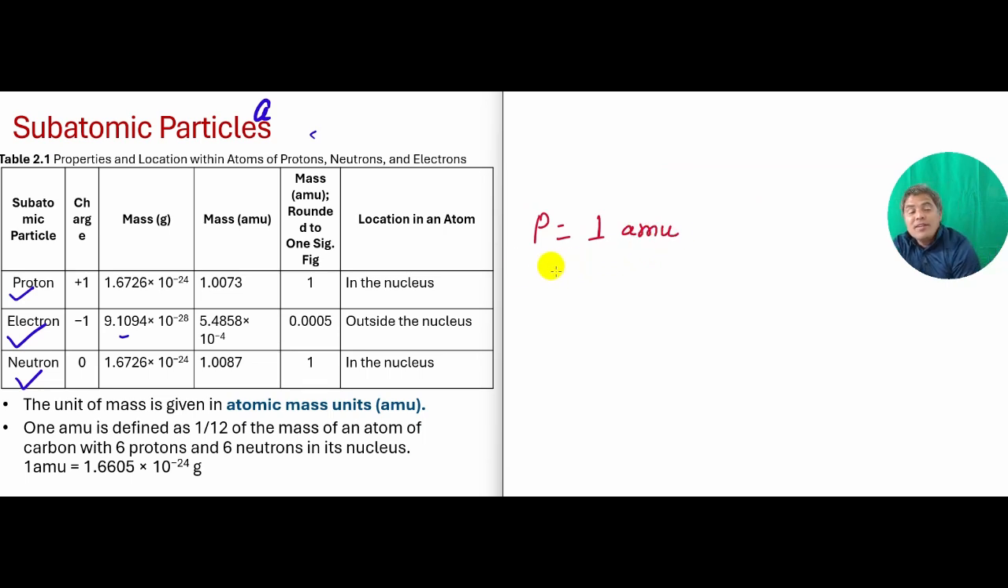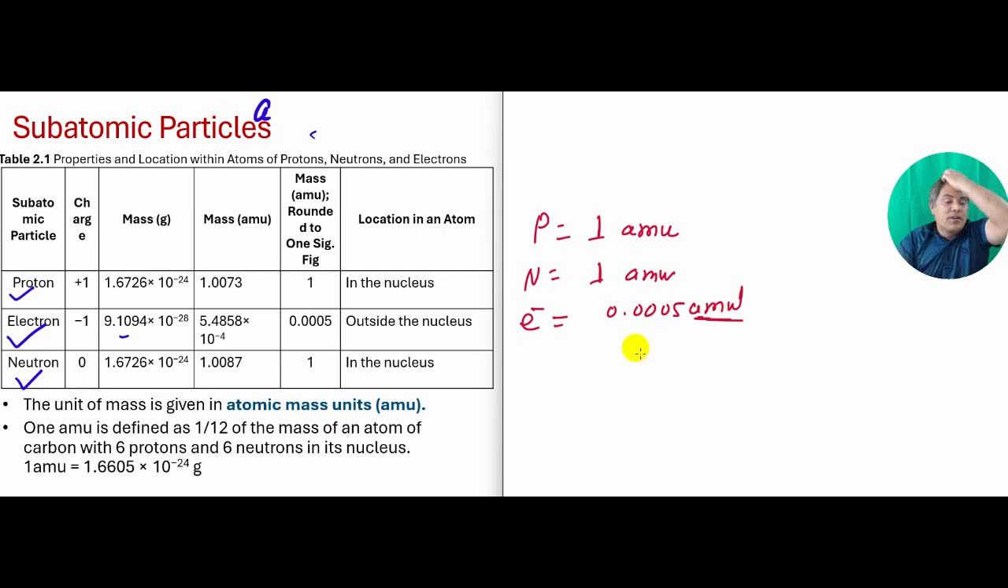1 AMU means how much? 1.6726 times 10 to the minus 24 gram. And the neutron is also 1 AMU, and the electron is 0.0005 AMU. Look at that, okay.